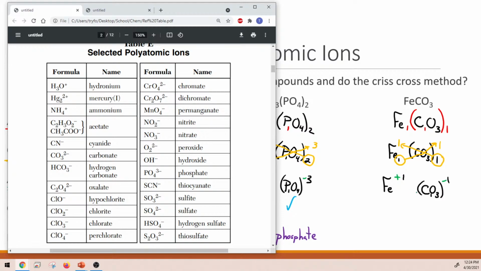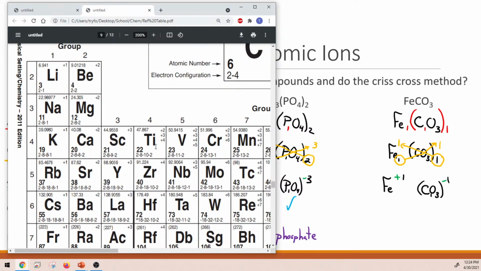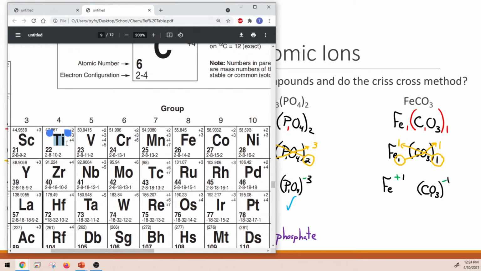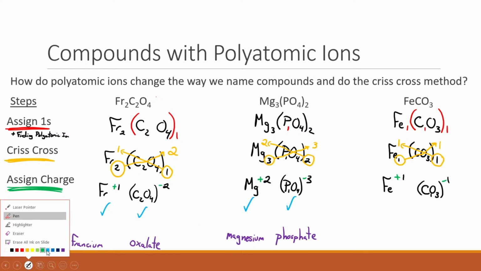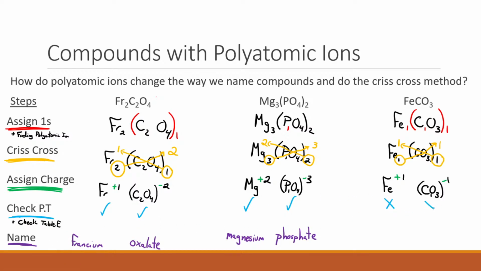And so carbonate does not match the table. The periodic table tells me that iron can only be a +2 or a +3. So it also does not match the table. So here we've got an element and a polyatomic that do not match the table. Carbonate can only be -2. Iron has to choose between +2 or +3.